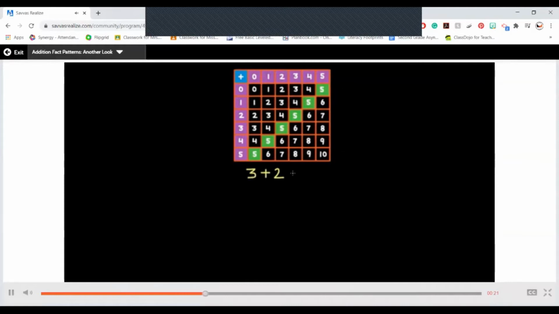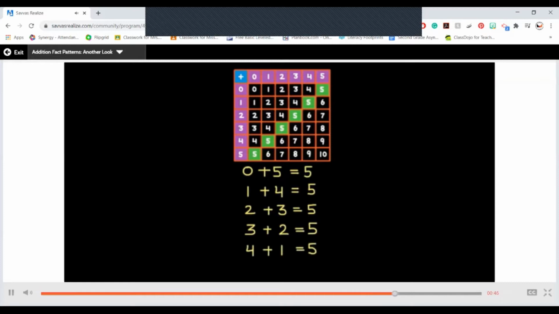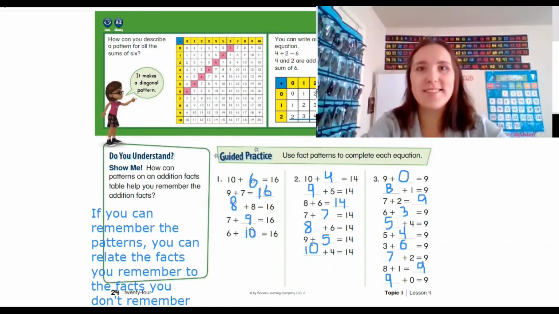3 plus 2 equals 5. We call 3 and 2 the addends of the equation. Here are all the ways to make a sum of 5. 0 plus 5 equals 5. 1 plus 4 equals 5. 2 plus 3 equals 5. 3 plus 2 equals 5. 4 plus 1 equals 5. And 5 plus 0 equals 5. You can use patterns from the table to help you remember the facts in case you ever forget. How handy! Okay, good. Let's turn the page, friends.